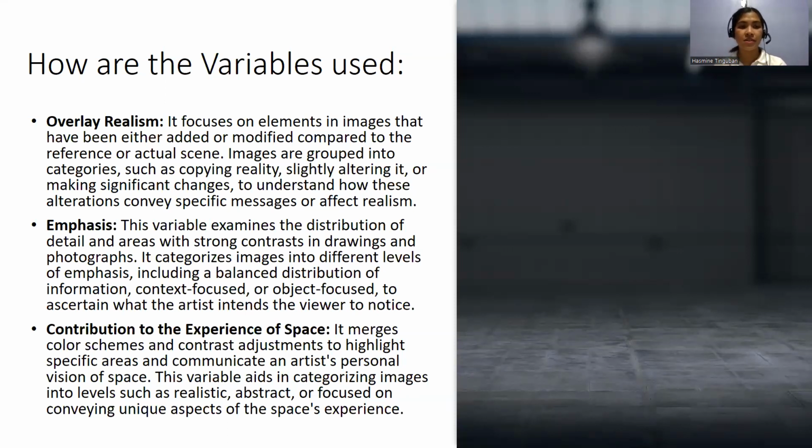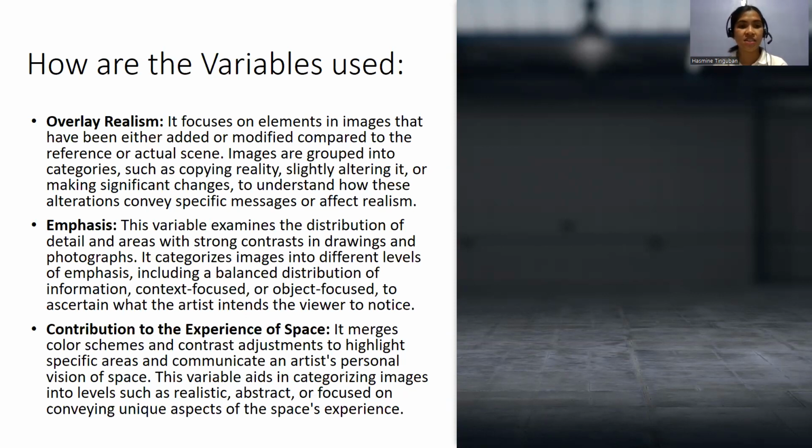Next, the overlay realism. It focuses on elements in images that have been either added or modified compared to the reference or actual scene. Images are grouped into categories such as copying reality, slightly altering it, and making significant changes, to understand how these alterations convey specific messages or affect realism.